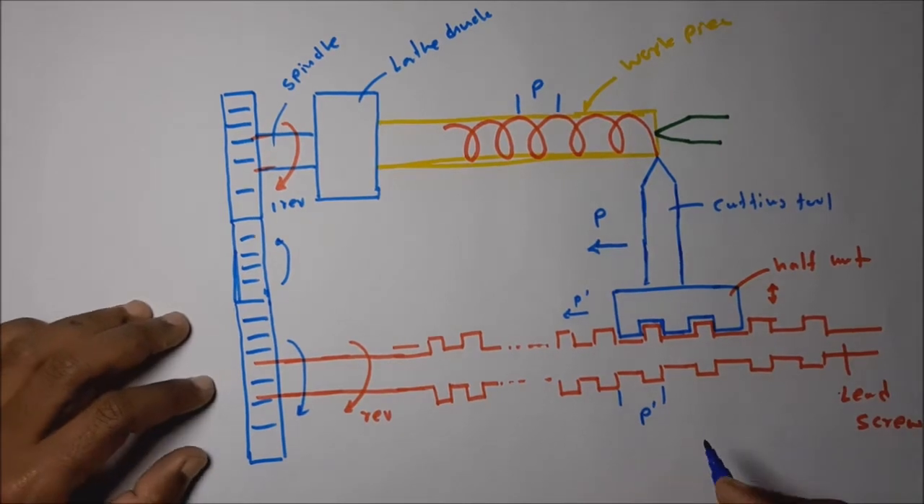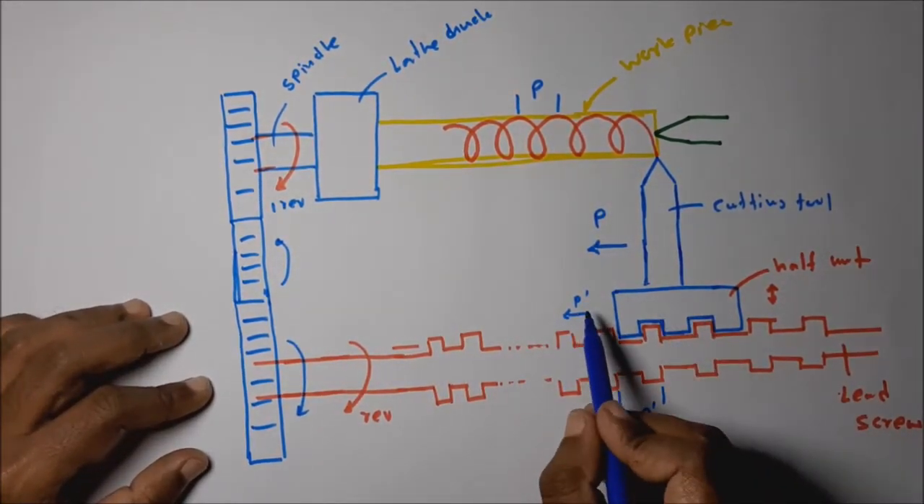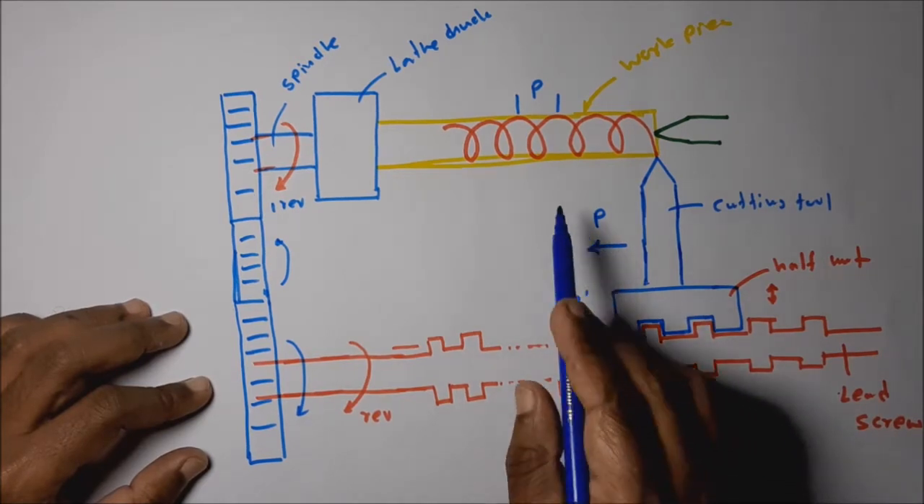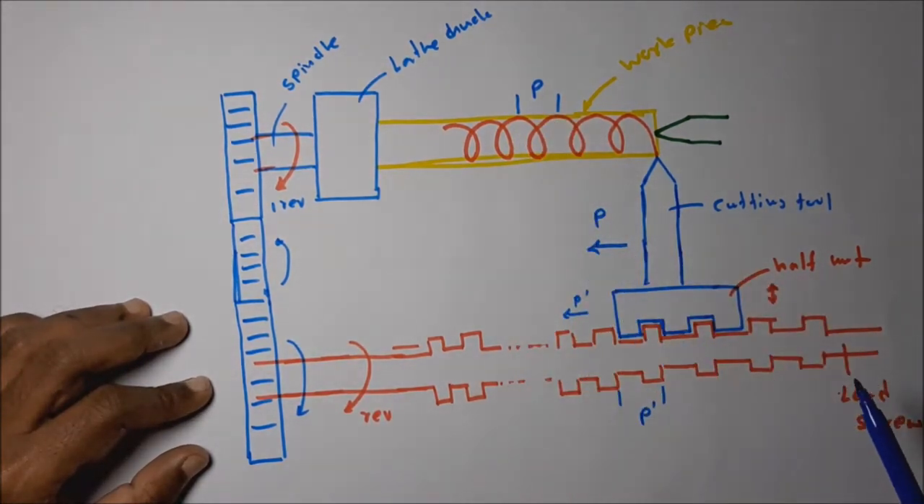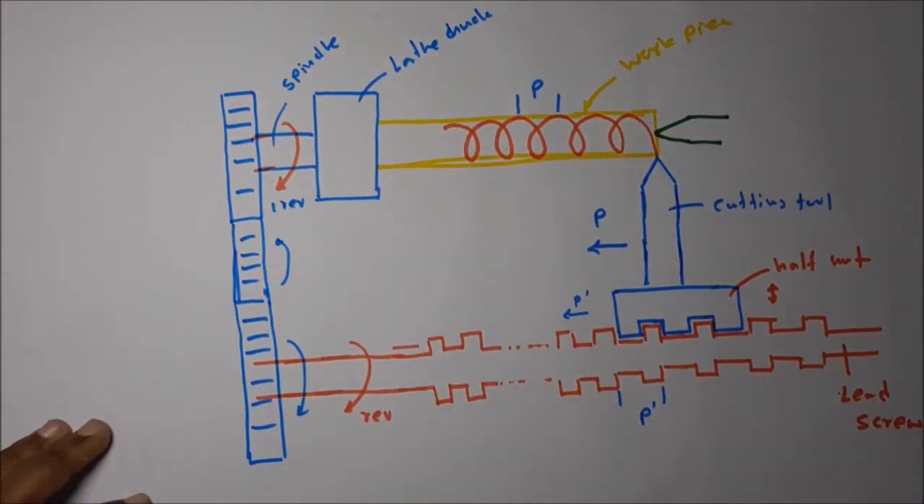What is the connection we need? Per one revolution, this one should travel the pitch value of the screw to be cut. This is the schematic setup in a thread cutting operation on the lathe machine.